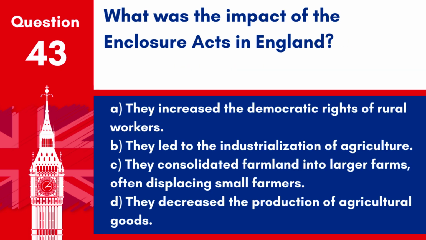Question 43. What was the impact of the Enclosure Acts in England? A. They increased the democratic rights of rural workers. B. They led to the industrialization of agriculture. C. They consolidated farmland into larger farms, often displacing small farmers. D. They decreased the production of agricultural goods.